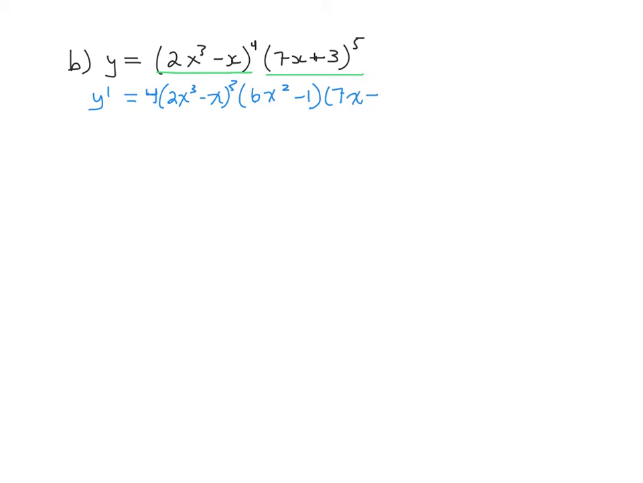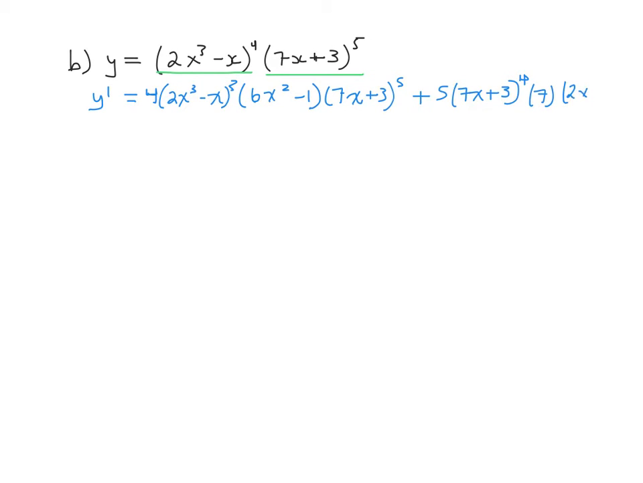So 7x plus 3 all to the 5, plus the derivative of the second. So 5 comes down front. We're going to have our 7x plus 3, and that's now going to be to the exponent of 4. We reduce that exponent by 1, times the derivative of what's inside. So that's the derivative of the second, and we have to multiply that by the first.